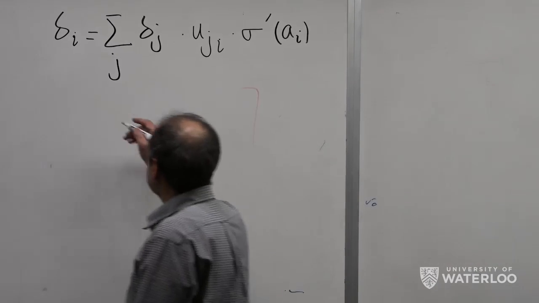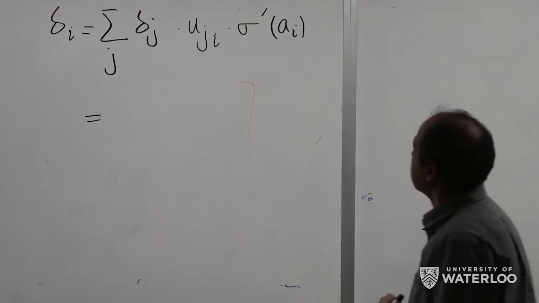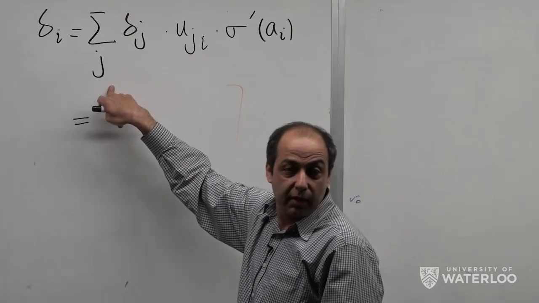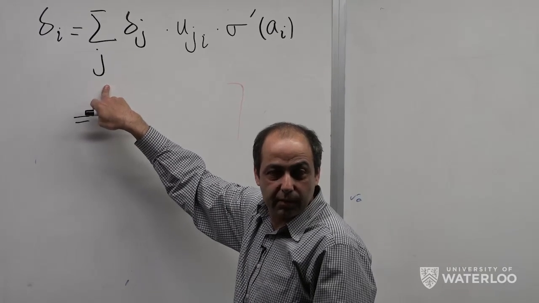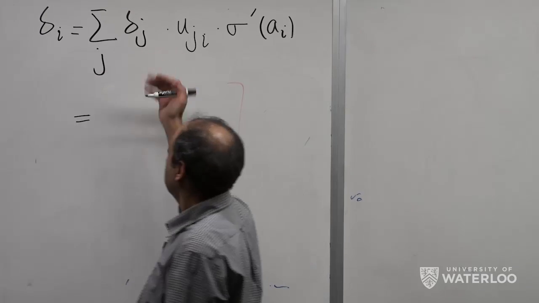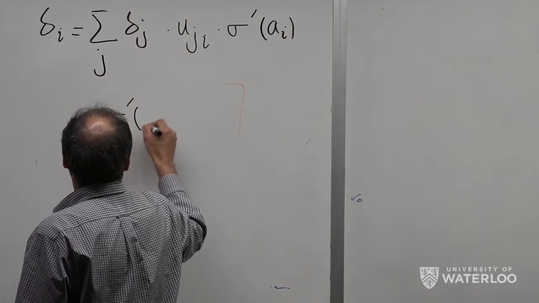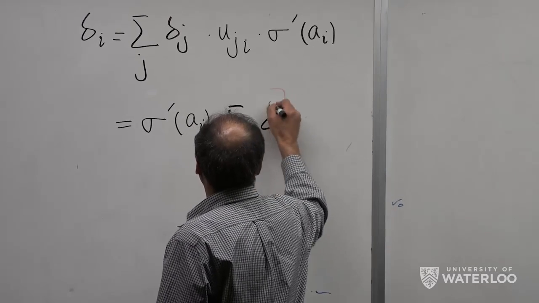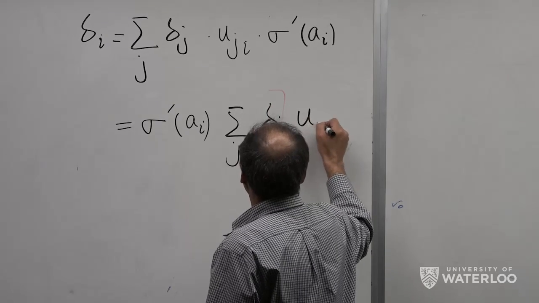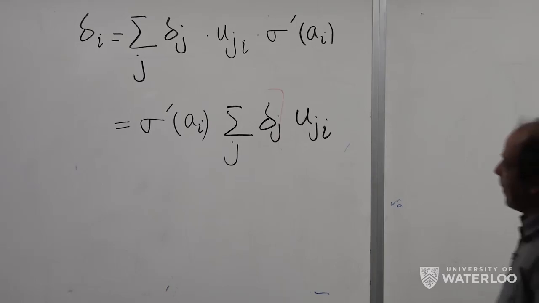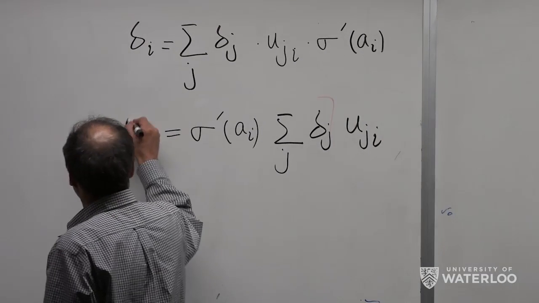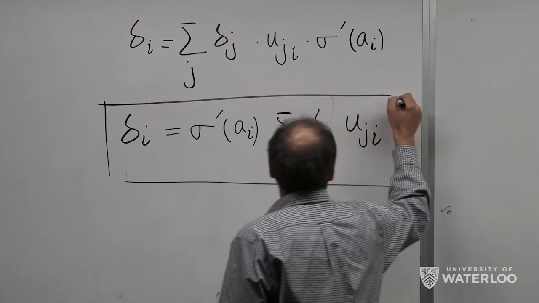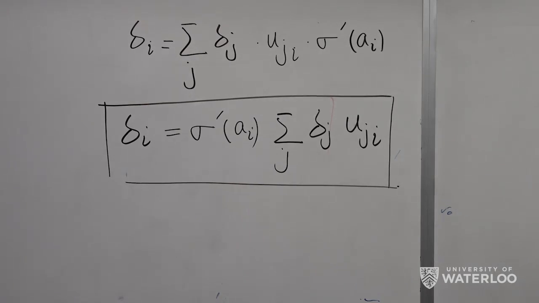Okay. You know, this sigma prime AI has nothing to do with this J. So I can take it out of the summation. I can write it sigma prime AI, summation over J of delta J UJI. And this is delta I. This is key to backpropagation algorithm.